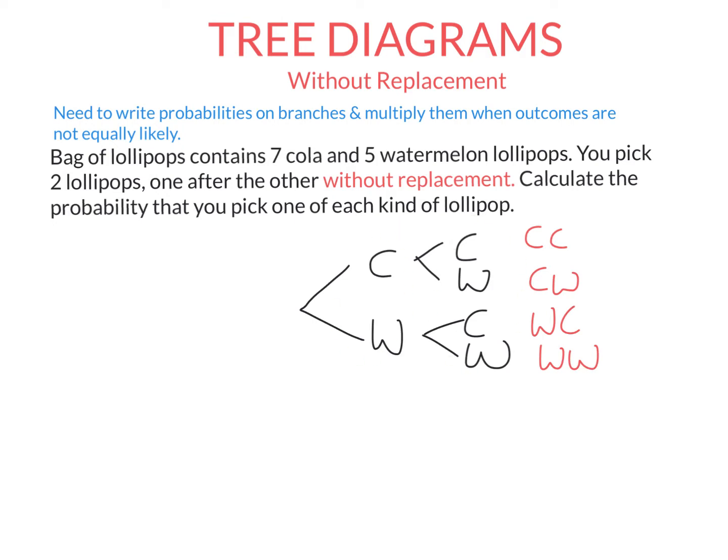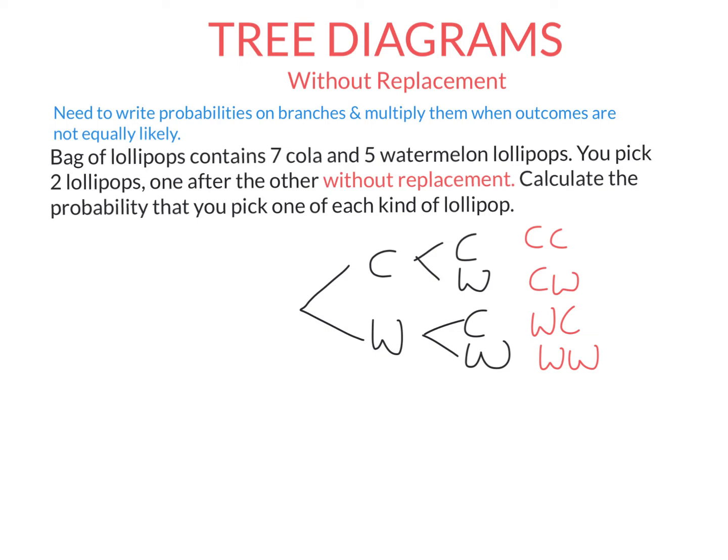So we also discussed in previous video that sometimes the final outcomes won't be equally likely. We can't say that each of these events has probability of a quarter because they are not equally likely. The reason they're not equally likely is because at each stage there are more cola than watermelon lollipops. You're more likely to pick a cola than a watermelon. So how do we find their probabilities?